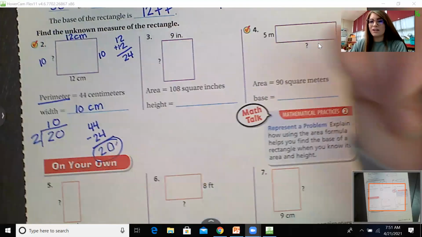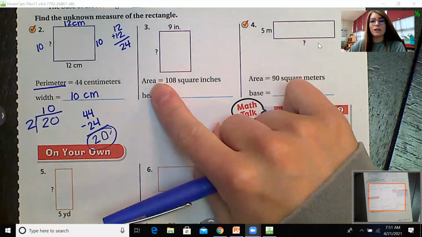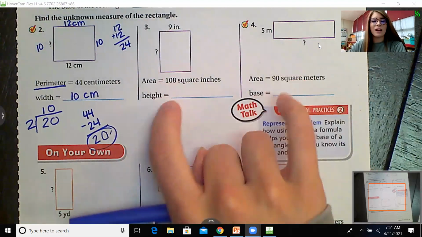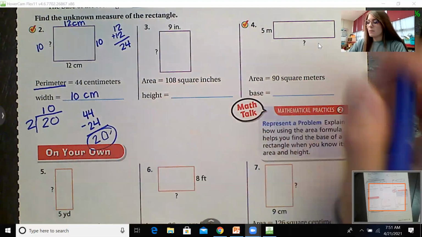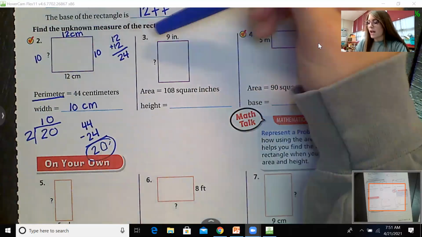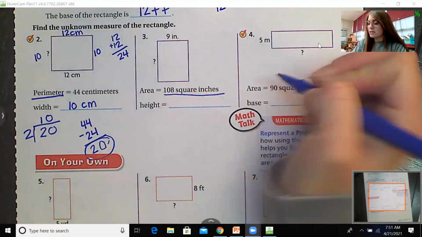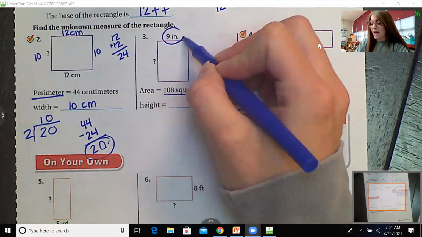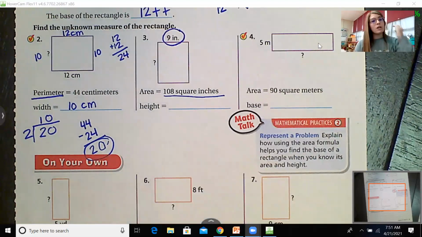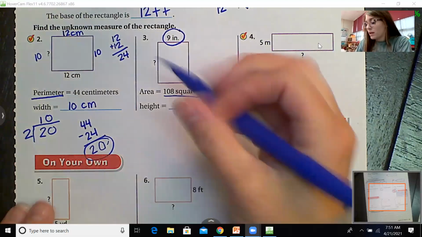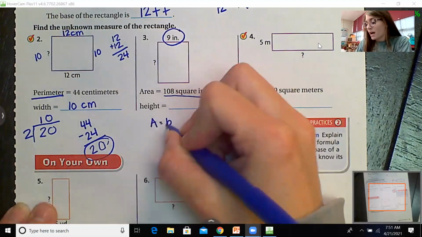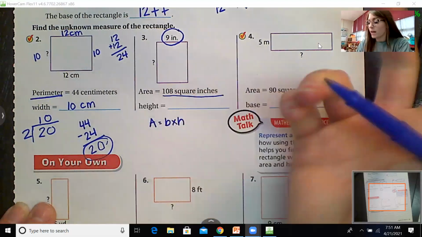All righty, let's look at number 3 right here. We're going to do 2 more, 3 and 4, and then we're going to be finished. Number 3, we've got an area of 108 square inches, and they have given us a base of 9 inches. Now, what do we know about area? How do we find area? Good. Base times height. So area equals base times height, length times width, whatever way you want to look at it.